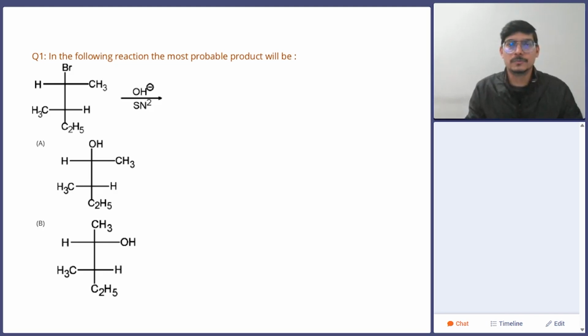Hi everyone, welcome to the solution of the chemistry section of this question paper. Let's start with the first question. In the following reaction, the most probable product will be.